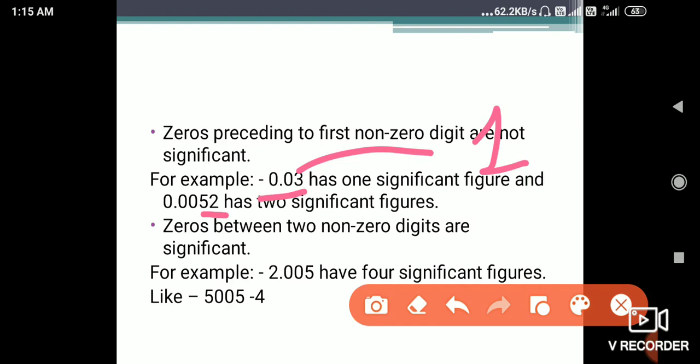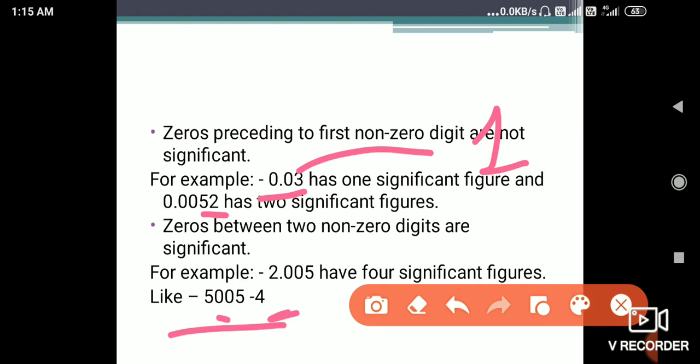Understood? The next rule is zeros between two non-zero digits are significant. It means if there are two non-zero digits and between them there are zeros, they will be counted as significant figures. Like if you take the example 5005, here 5 is a non-zero digit and two zeros are in between the two non-zero digits. So if you count the significant figures, it will be 4 in number.